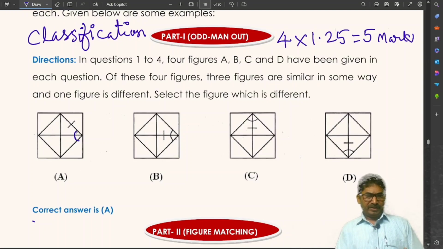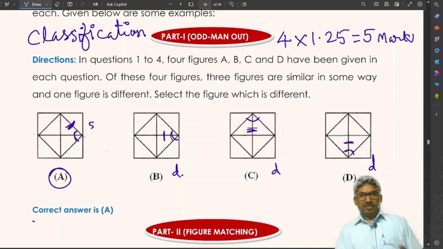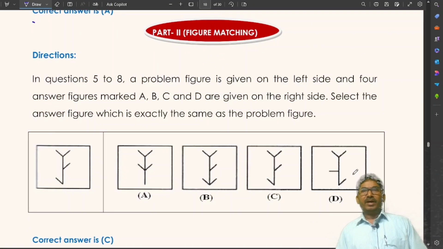First we have to identify this angle. Each rhombus has this angle, and here a line segment cuts at a side in this diagonal. Here is a side in this diagonal, in this also diagonal, in this also diagonal. So you can identify easily which is different. A is the different one. Here the line segment cuts at the side. So that's the reason.